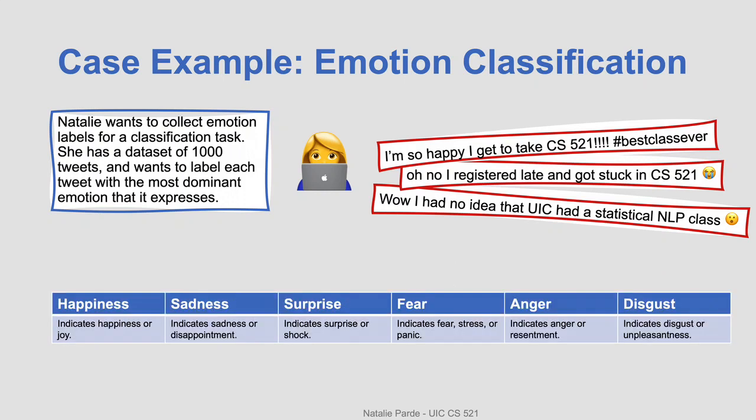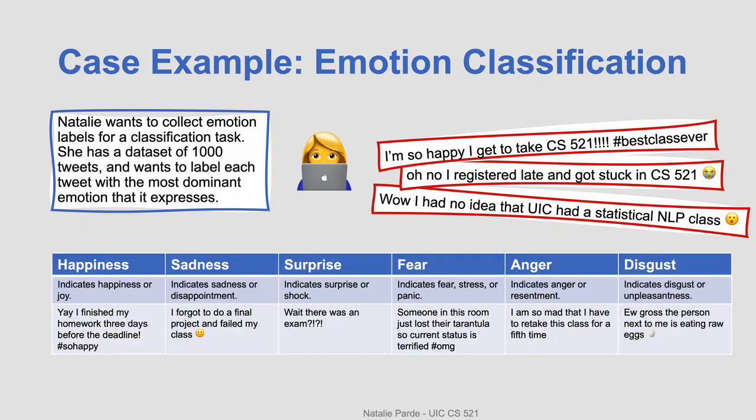She creates the table here with very brief descriptions for each category. The table suggests that tweets should be labeled with happiness if they indicate happiness or joy, fear if they indicate fear, stress, or panic, and so forth.